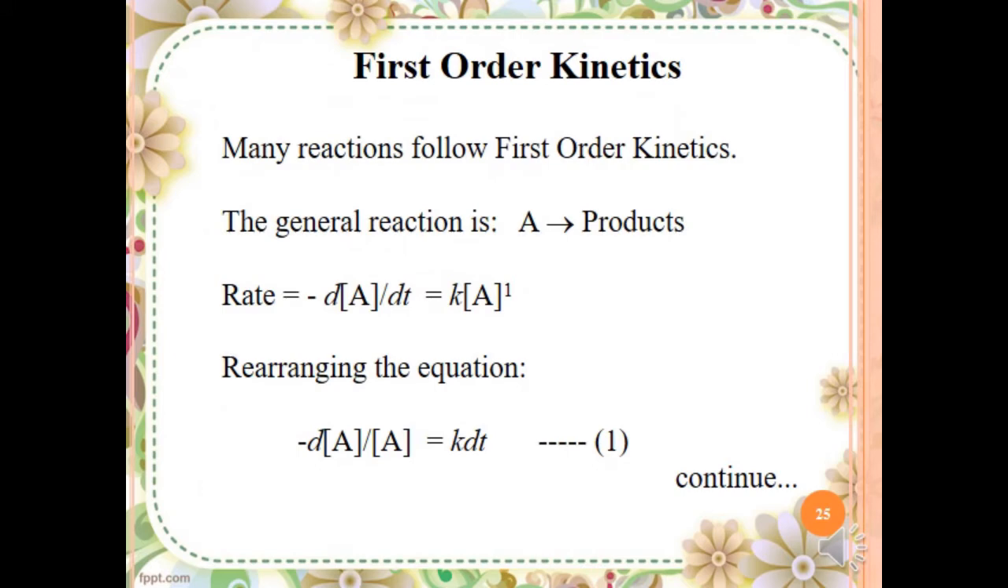Moving on to first order kinetics. Most or many reactions will follow first order kinetics. This is the general reaction of first order: we have reactant A producing product. When we write the rate law expression, we have negative dA over dt equals k times the square bracket A to the power of 1, because it is first order. We rearrange this rate law expression to give this: we bring dt over here, so we get k dt, and negative dA over A.